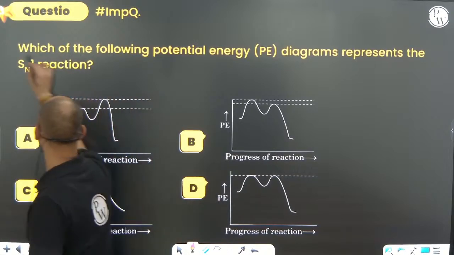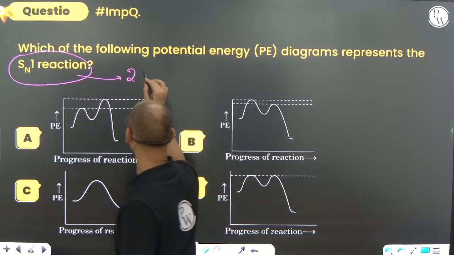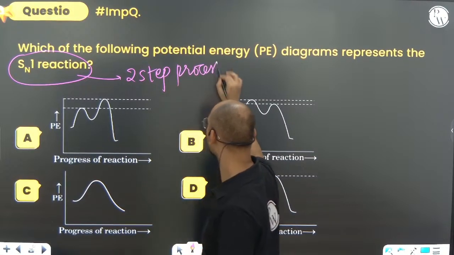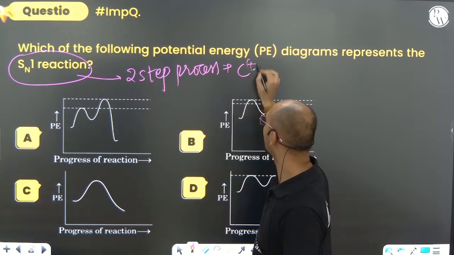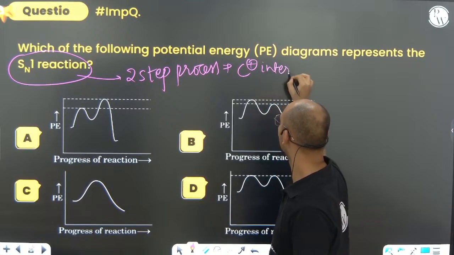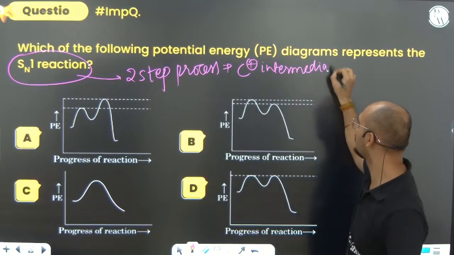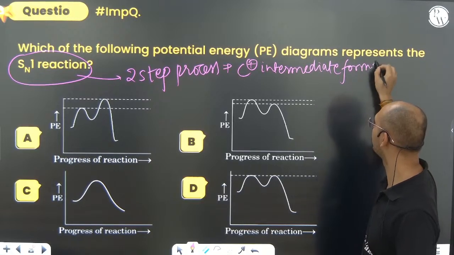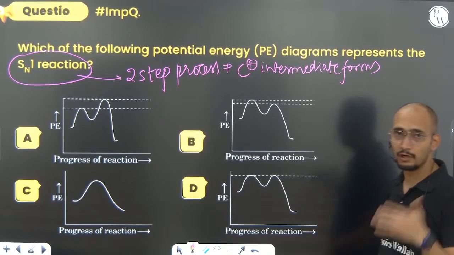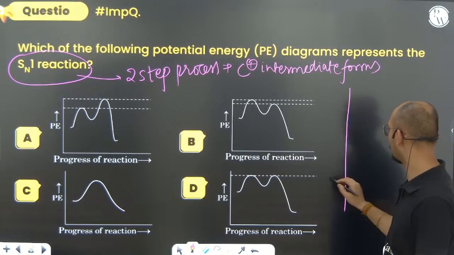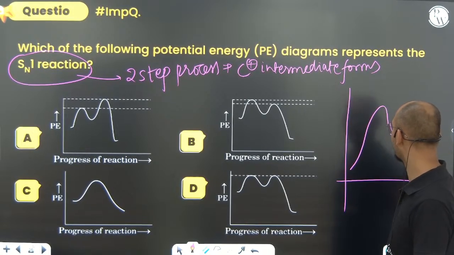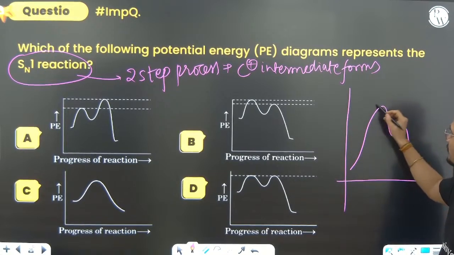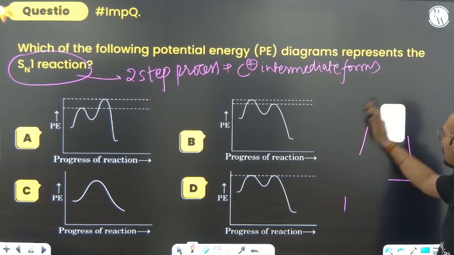Always remember, SN1 reaction is a two-step process. In a two-step process, what happens? A carbocation intermediate forms. If a carbocation intermediate forms, then what will happen? First of all, the first intermediate that is going to be formed will be of higher energy, and then it will be something like that. So understand what happened in the first step. The whole reaction goes something like that.